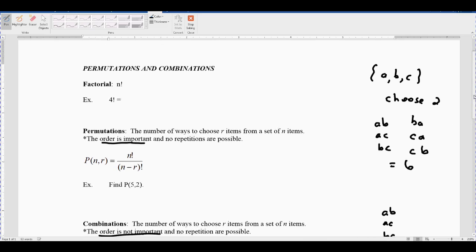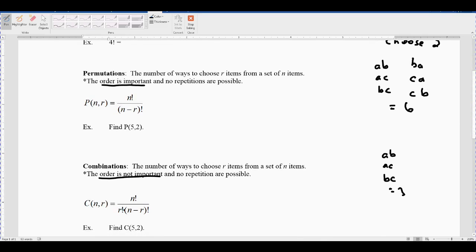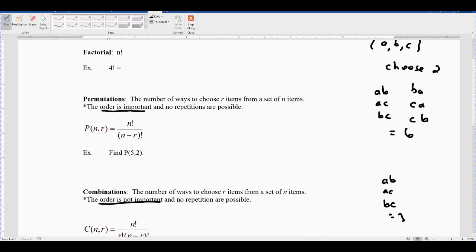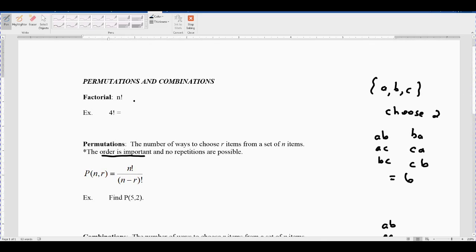Now, the formulas for permutations and combinations all have these exclamation marks, which is called a factorial. So we need to talk about the factorial first. Factorial is just notation, and the best way to explain it is with an example. If you see 4 factorial, what that means is you start with the number 4, count down to 1, and multiply as you go: 4 times 3 times 2 times 1. 4 times 3 is 12, times 2 is 24, times 1 is 24. That's the answer for 4 factorial.